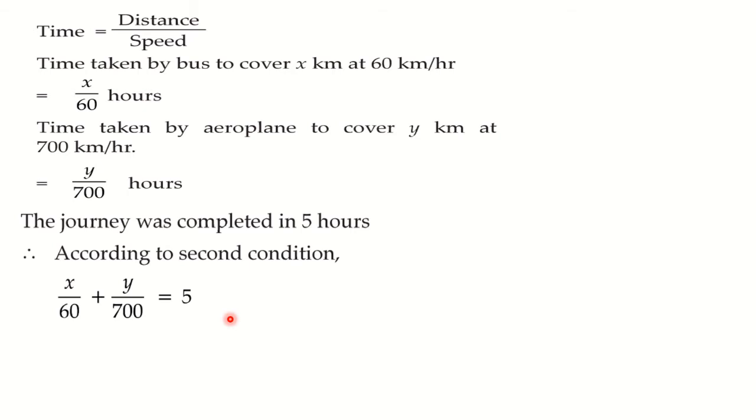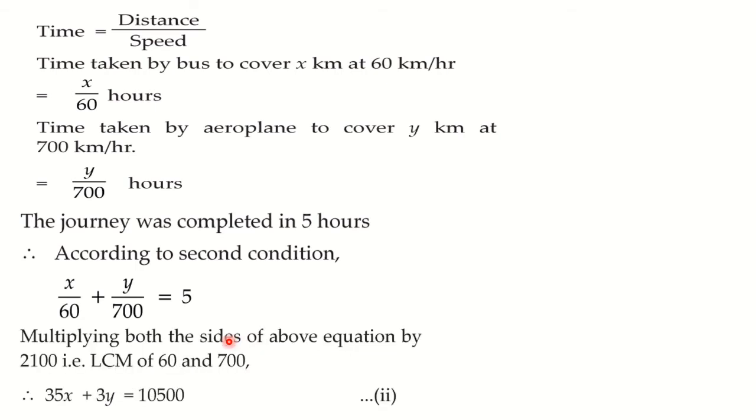Then you have to go for the LCM. You have to go for cross multiplication. You have to think of the LCM here, the smallest number by which we can divide both the numbers. So here the LCM is 2100. So here also we want 2100 and here also we want 2100. So here we have to multiply by 3 and here we have to multiply by 35. Okay. So the new equation will be 35x plus 3y is equal to 10,500. This is equation number 2.